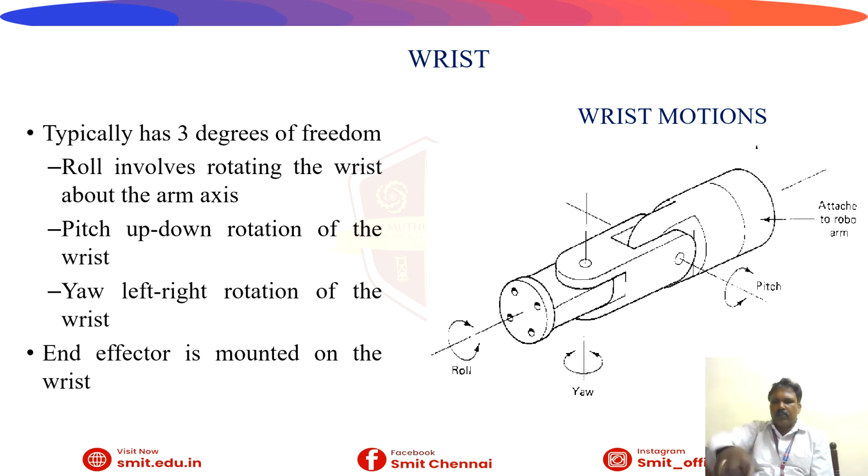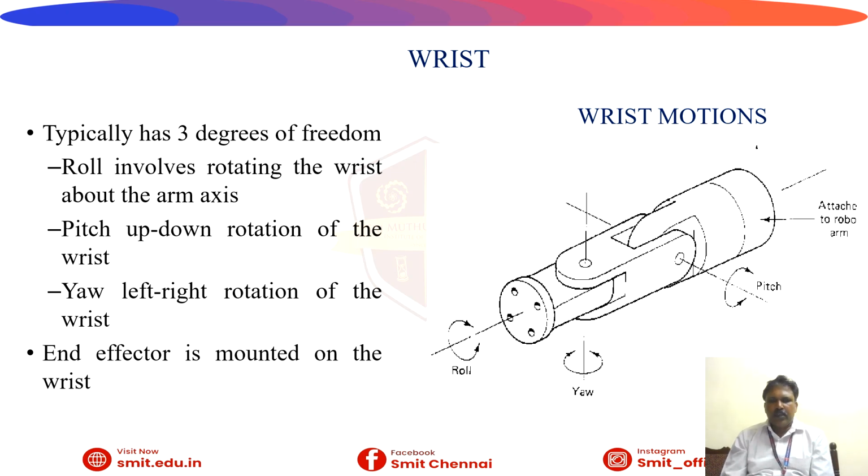Roll, totally it is rotating. If you want to drive a screw or anything, we can give a movement in this direction, clockwise, anti-clockwise. So that is the rolling one. The yaw means it will be moving like this, in this direction. Yaw, left-right rotation. Anywhere we can move.